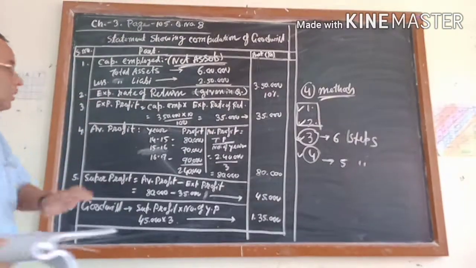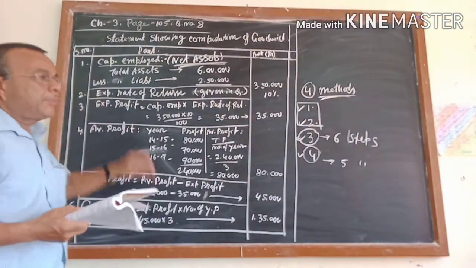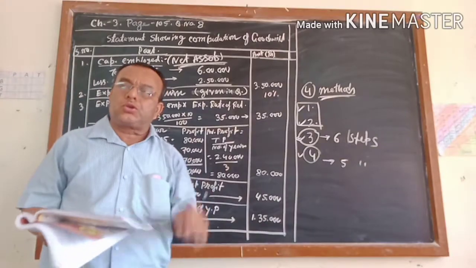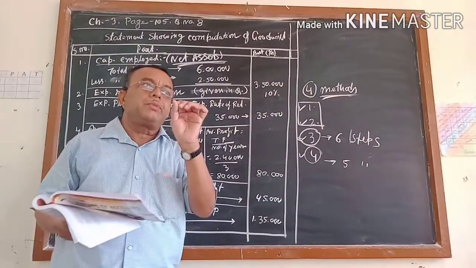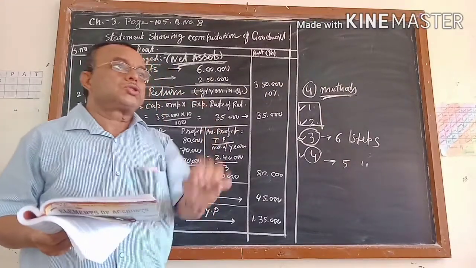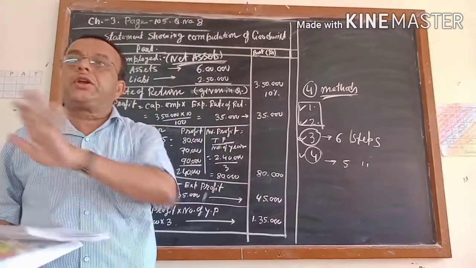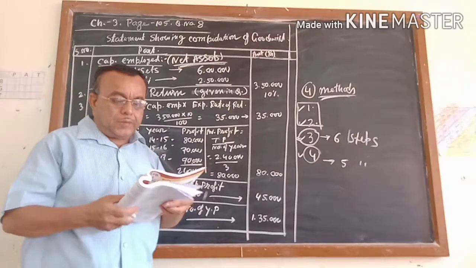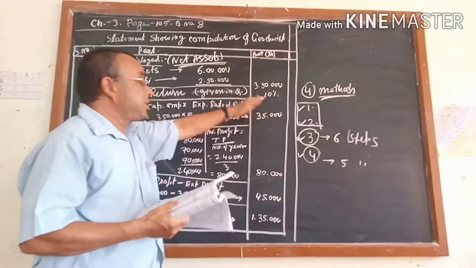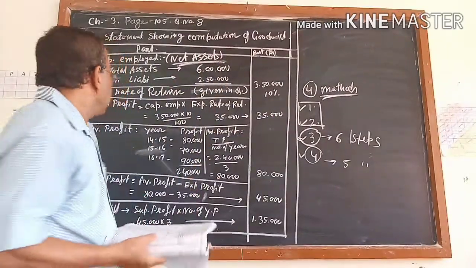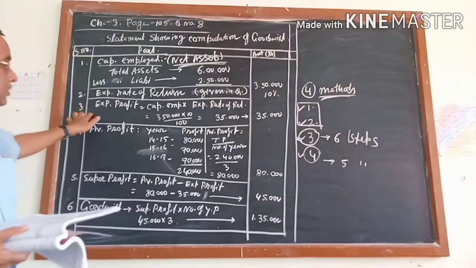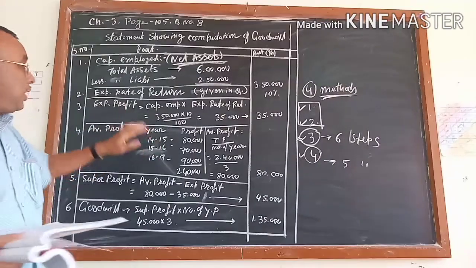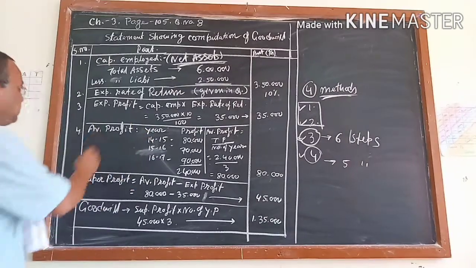Very easy. The second one is the expected rate of return. It is given in the question; every time it will be given, so there is no need to find it out. Expected rate of return is 10%. The second step is also over. Now the third step: you have to find out, by formula, the expected profit.